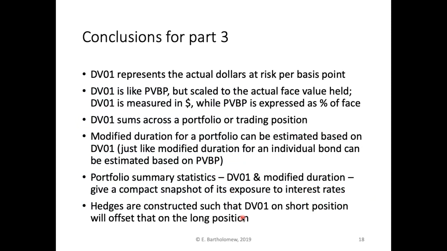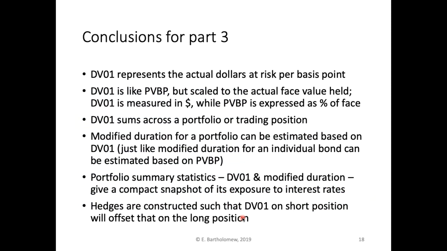That's it for the third tutorial. Let's summarize our findings. So first, DV01 represents the actual dollars at risk per basis point, and it turns out to be very useful as we've seen for a number of applications. DV01 is like PVBP, but scaled to the actual face value held. So it's measured in dollars in contrast to the PVBP, which is expressed as a percent of face.